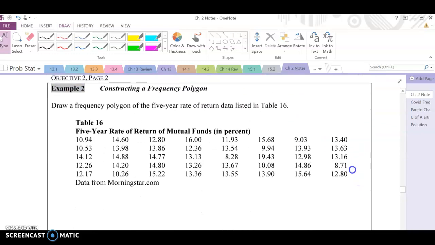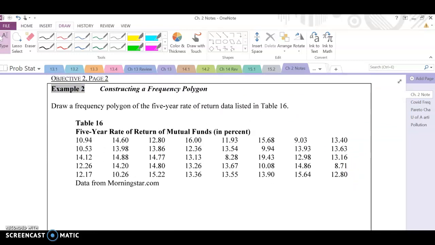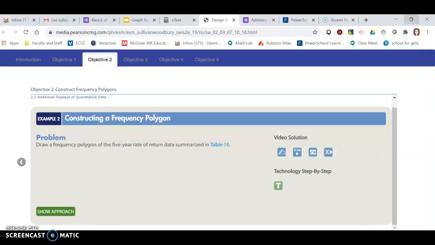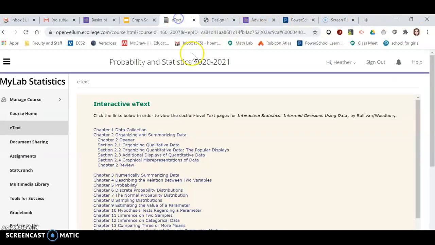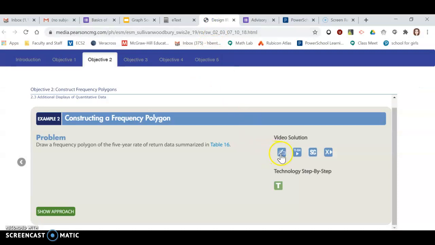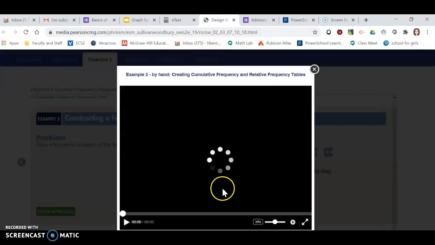So here is a set of data, and we are going to watch a quick video, this is from your textbook, on how to do this.